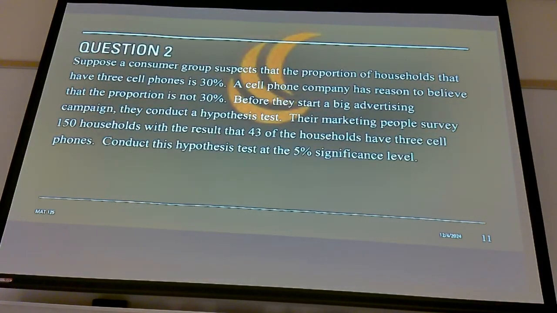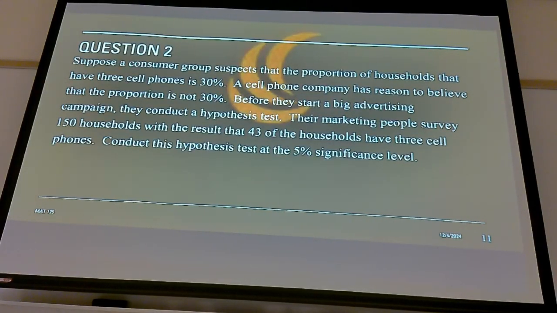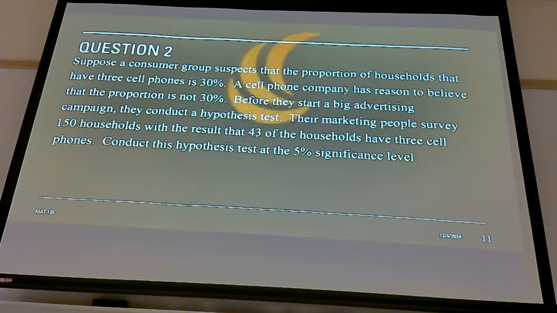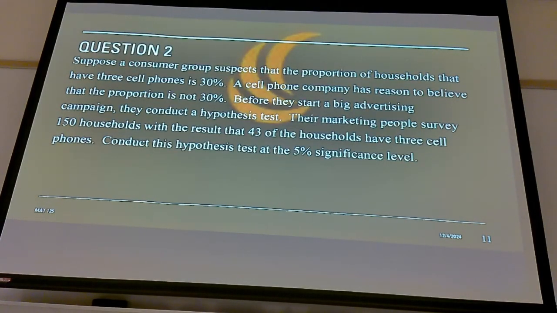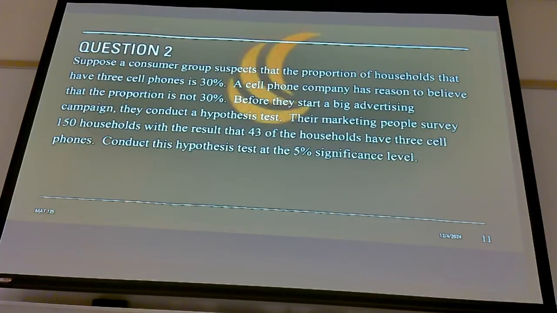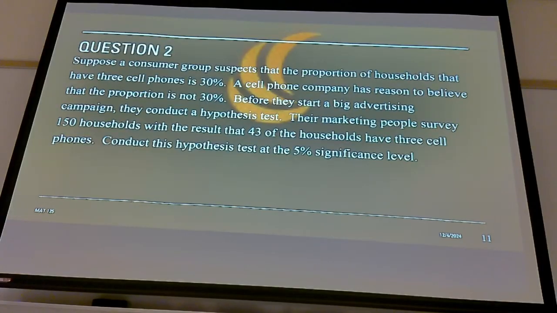Suppose a consumer group suspects the proportion of households that have 3 cell phones is 30%. A cell phone company has reason to believe that that proportion is not 30%. Before they start a big advertising campaign, they conduct a hypothesis test. Their marketing people survey 150 households, with the result that 43 of the households have 3 cell phones. Conduct this test at the 5% significance level.